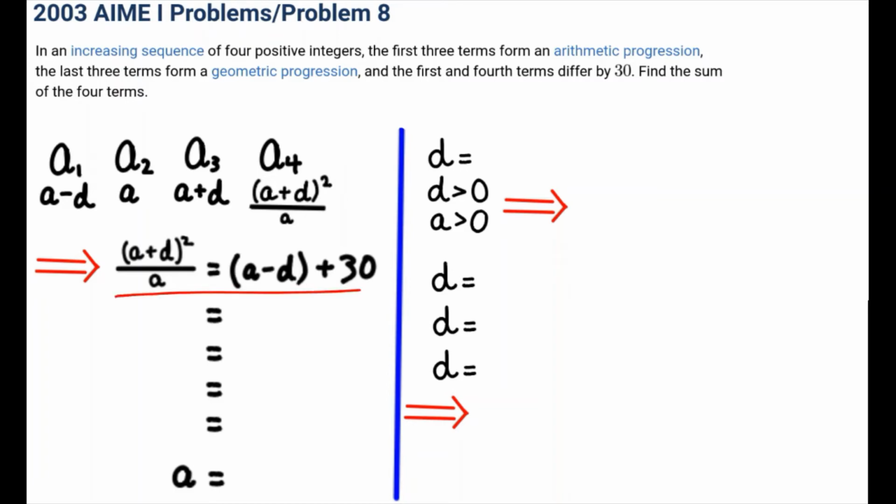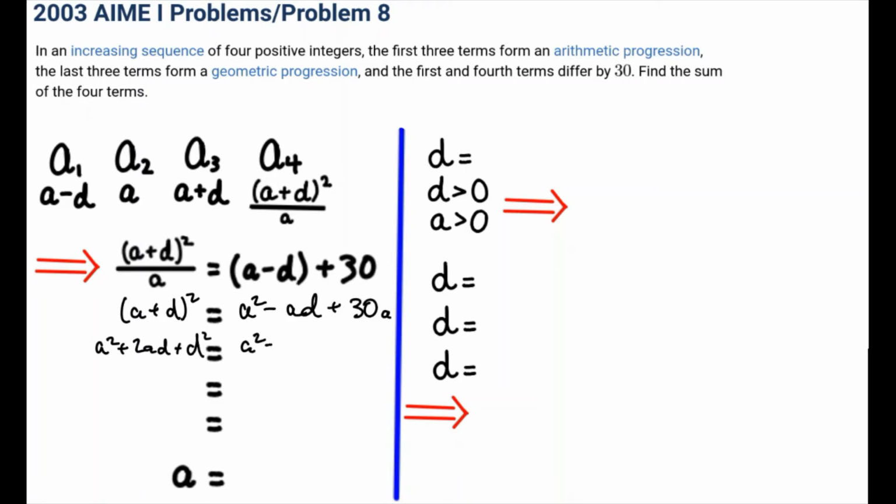Now, by multiplying both sides by a, we get (a + d) squared is equal to a squared minus ad plus 3a. By expanding the left side, we get a squared plus 2ad plus d squared is equal to the same thing that's on the right side because we haven't changed it.